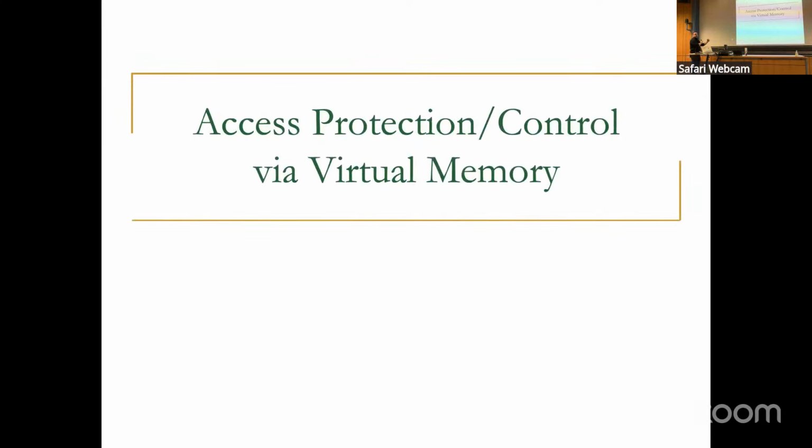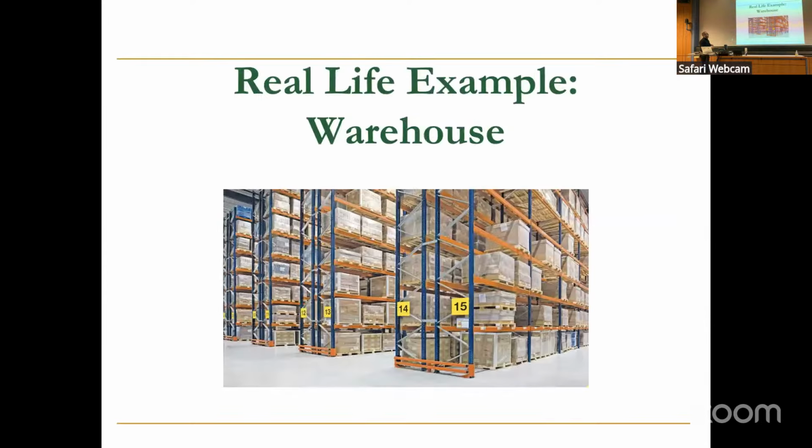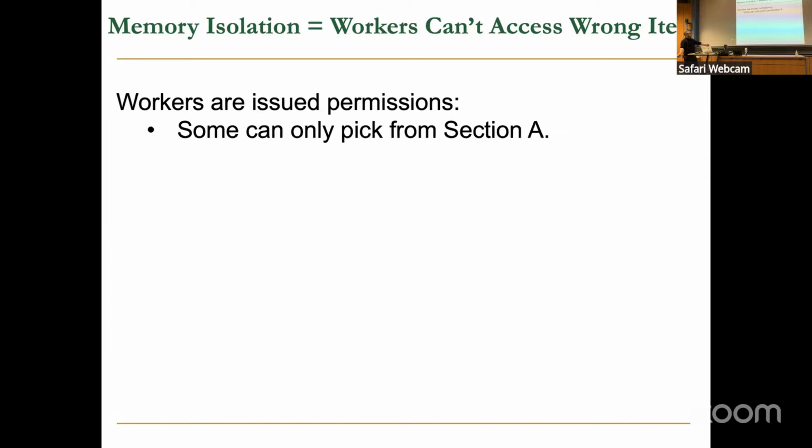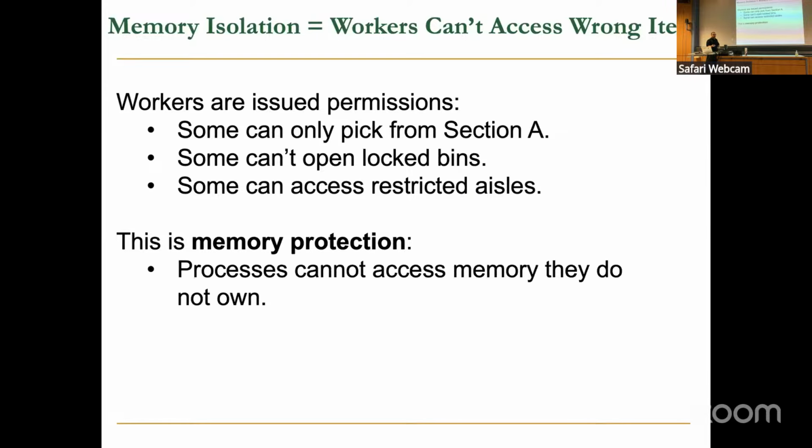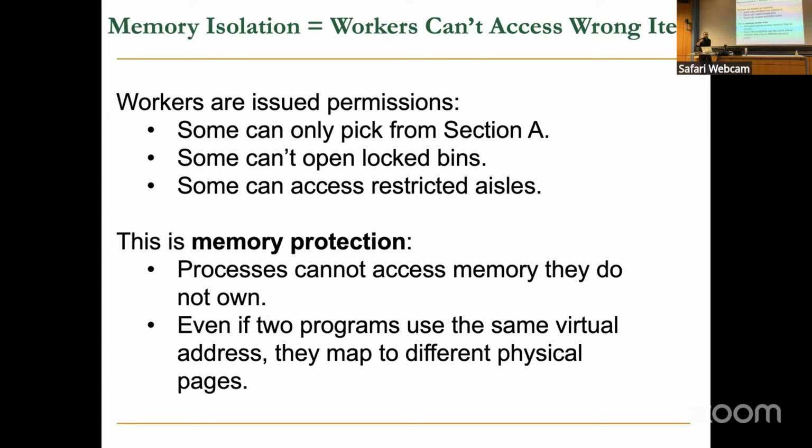So virtual memory serves a second purpose in modern systems, which is access protection and control. Real-life example, a warehouse. Memory isolation means workers can't access the wrong items. So basically, we issue permissions to workers. Some can only pick from section A. Some can't open locked bins. Some can access restricted aisles. And basically, this is memory protection. Processes cannot access memory they do not own. And even if two programs use the same virtual address, they map to different physical pages unless they share data.